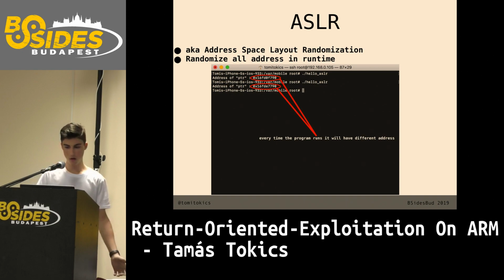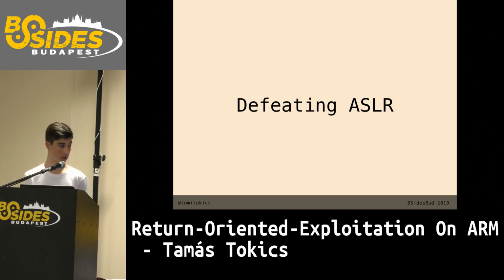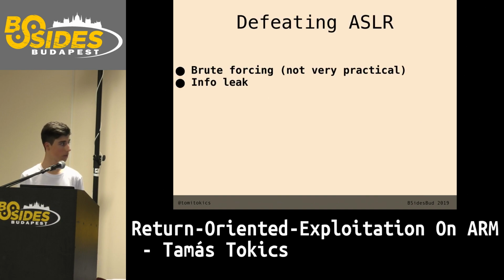So what is ASLR for? ASLR makes program counter control useless, because even if you can control the program counter, you can't jump anywhere since you don't know where anything is. It's also for preventing shellcode from being successful, because you don't know where anything is. Of course, there are a few ways to defeat ASLR. I wrote down two. The first one is brute forcing, which is not very practical because it could take a lot of time. And the second one is an info leak, which I'll talk about a little bit.